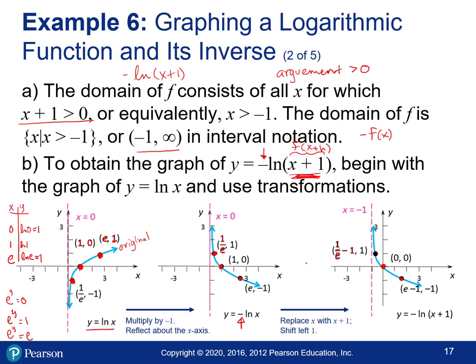Notice also though that the vertical asymptote that used to be at x equals 0 has shifted over 1 as well. So it's at x equals negative 1.